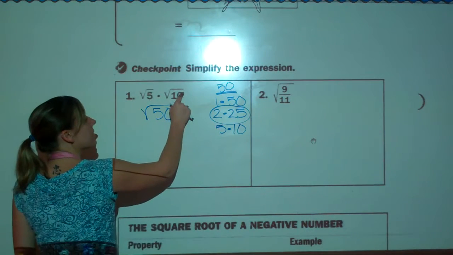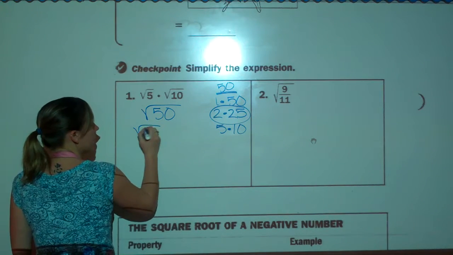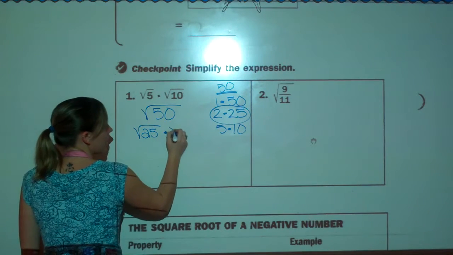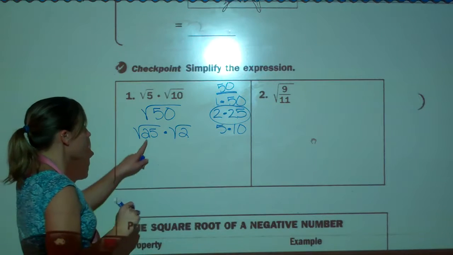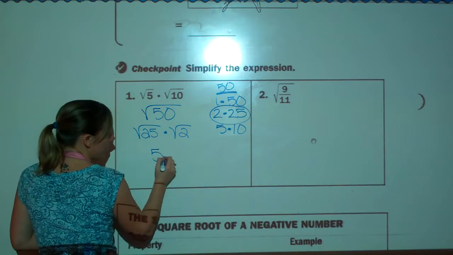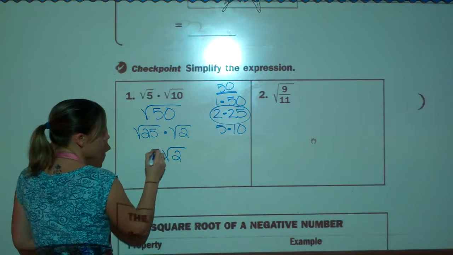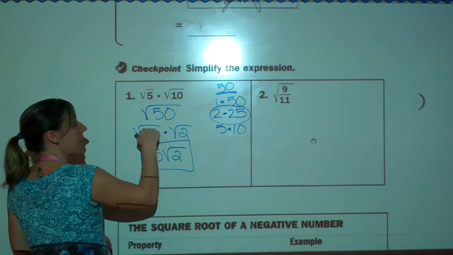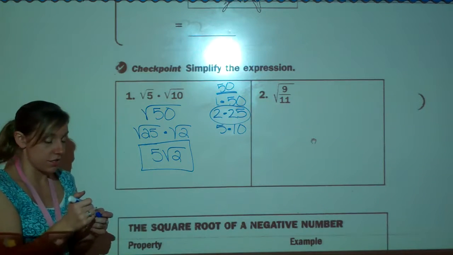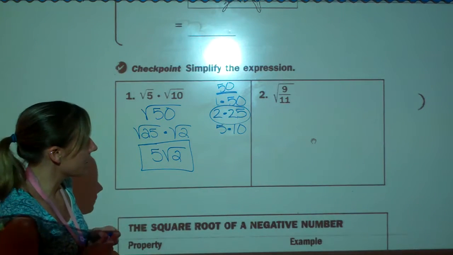So instead of 5 and 10, let's look at them as 25 and 2, and I wrote the 25 first on purpose because that square roots to the number 5, root 2. Okay, so the root 2 has to stay, but that square root of 25 will actually square root. So that is as simple as it will go.